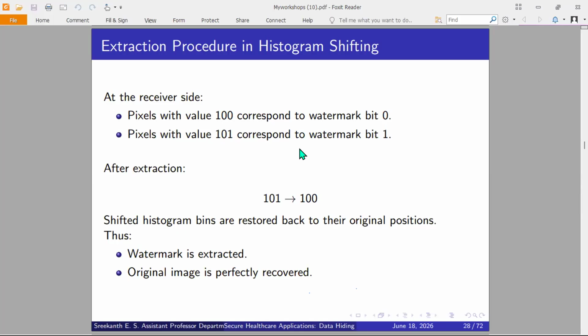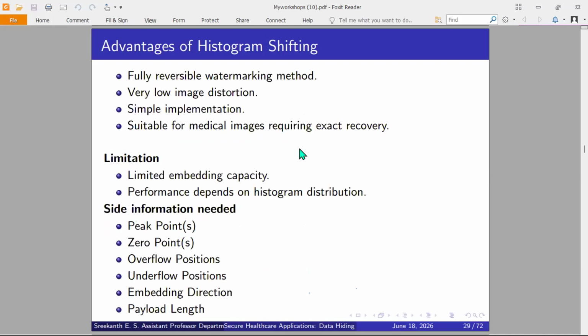Now the image is restored, and the watermark is exactly recovered. That is the idea of histogram shifting. Okay, so this is also fully reversible, of course, you saw that. And embedding capacity is limited. Why? Because it is purely depending on the max peak points. It is merely depending on the peak point. Okay, and performance depends on histogram distribution.